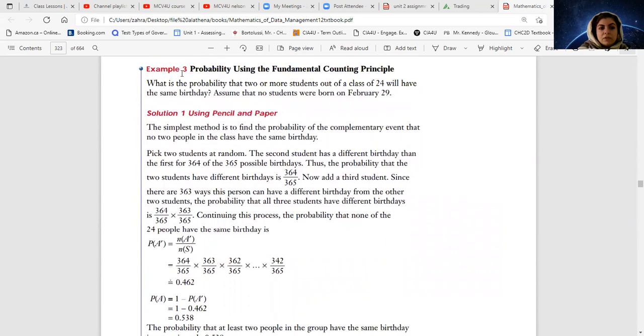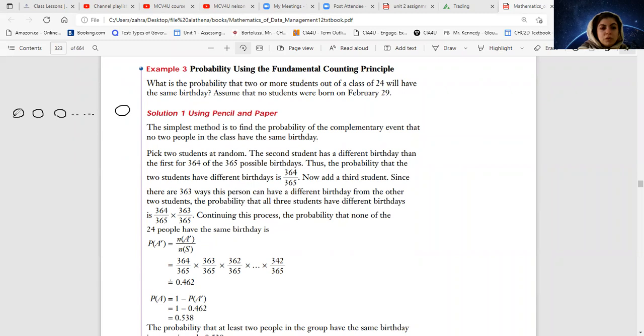Probability using the fundamental counting principle. Okay, this is the question, it's tricky. What is the probability that 2 or more students out of a class of 24 will have the same birthday? Okay, so let's say you have this circle, with student 1, 2, 3, and dot, dot, dot, and this is the last one, right?